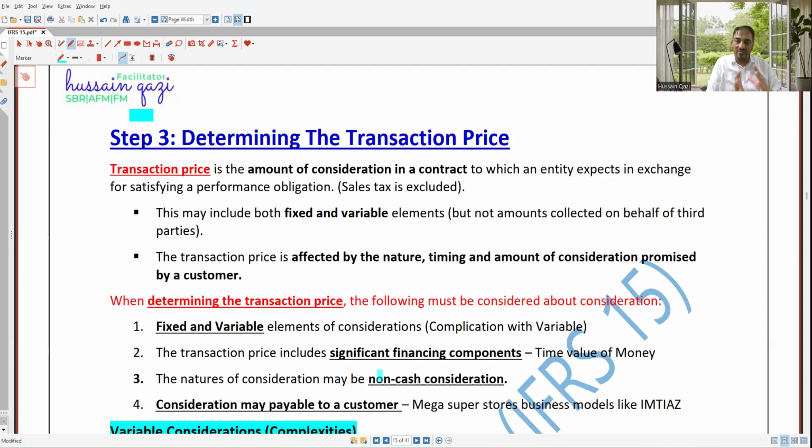After that, once the distinct performance obligations are identified, step 3 is to determine the transaction price. Do remember, with step 3, here we are not discussing the price according to performance obligation. No, the total price of the contract. Determine the total price of the contract.